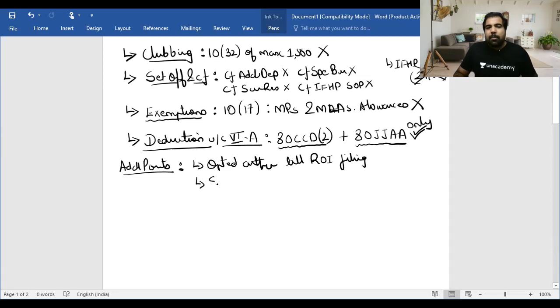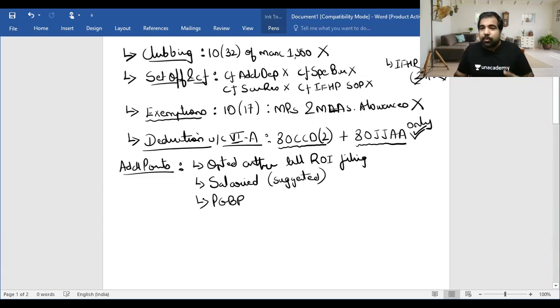Second, if you're a salaried professional, if you've done the TDS chapter with me or anywhere else, you know that when you get a salary, there's a TDS deduction under section 192. Because of that, your employer should know whether you want to opt for this. So salaried people are advised that they should opt for this if they want to, and tell their employer that they're opting for it.